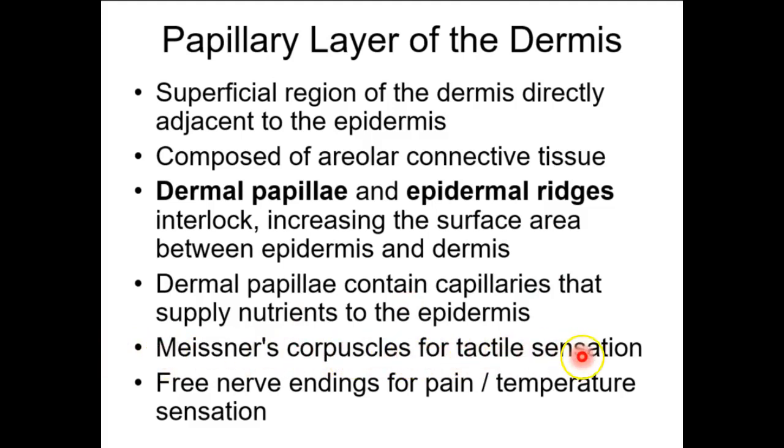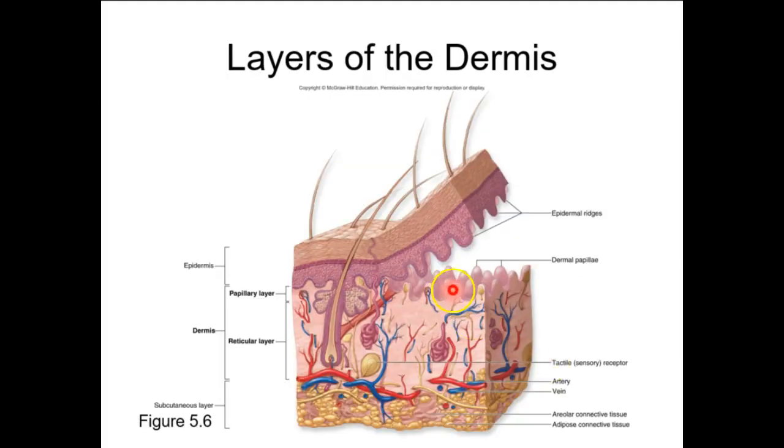Meissner's corpuscles are also known as tactile corpuscles, and they're nerve endings found only in the papillary layers, very close to the epidermis. Since we're already starting to talk about our different types of sensory nerve endings, I want you to think about this qualitatively for a second.